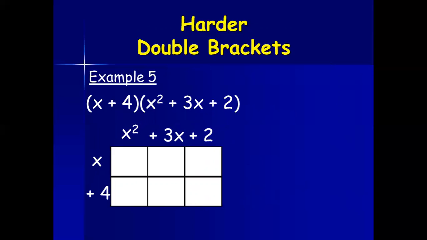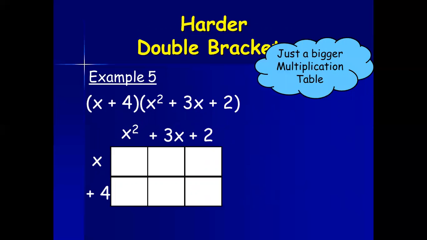x multiply x power 2 will be x power... just a bigger multiplication, nothing more. So x times x power 2 would be x power 3. x multiplied by 3x would be 3x power 2. x multiplied by 2 would be 2x. Okay, that's the first row. The second row, 4 multiplied by x power 2 will be 4x power 2. 4 multiplied by 3x would be 12x. And finally, 4 multiplied by 2 will be 8.